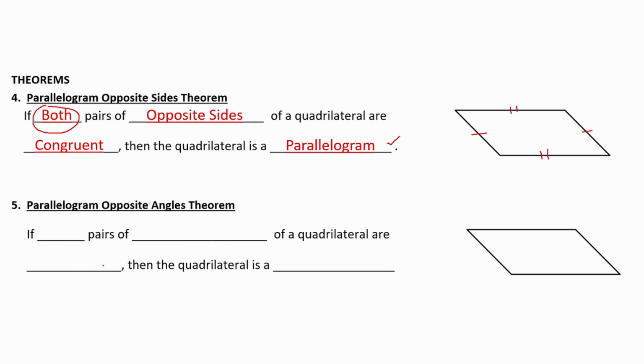For the parallelogram opposite angles theorem, based on some of our discussions in class, if both pairs of opposite angles are congruent, then the quadrilateral is a parallelogram as well. So if this top left angle and this bottom right angle are congruent, and if this top right angle and this bottom left angle are congruent, then this would also be an instance where I do in fact have a parallelogram.